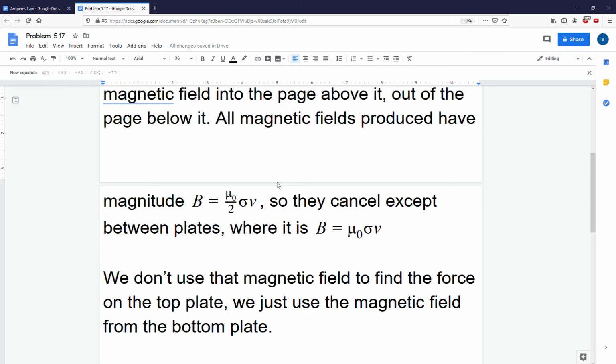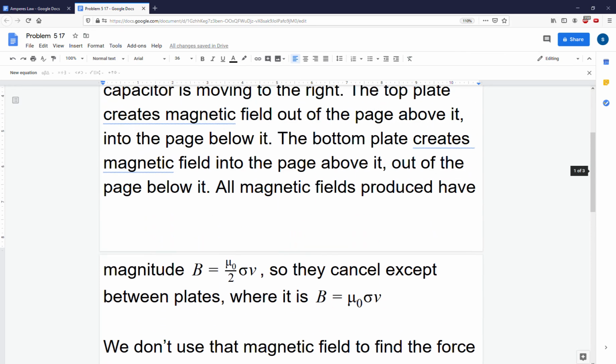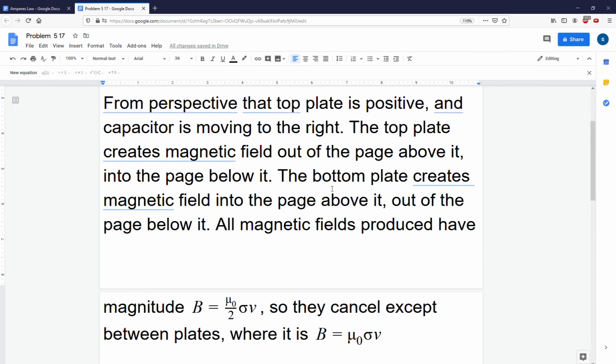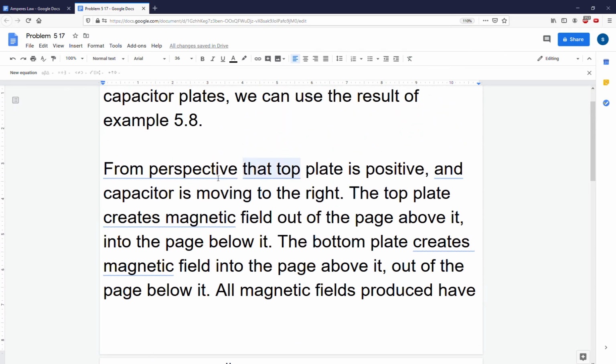Now direction. Again, the top plate is going to the right. So above it, the magnetic field is coming out of the page, and below it, the magnetic field is going into the page. For the bottom plate, the opposite is true. It's going to the right, but now it's negative, so we can use our left hand. Above the bottom plate, it's going into the page. Below the bottom plate, it's coming out of the page. So if we're above both plates, those magnetic fields cancel.